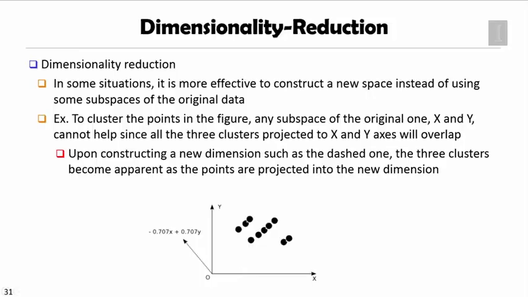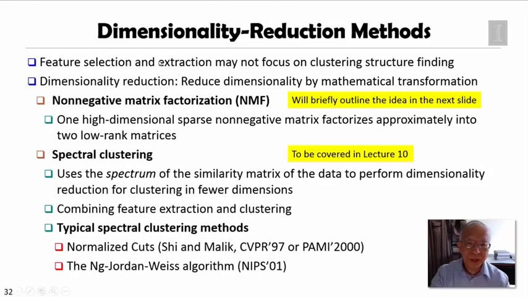That means sometimes we transform a little, but we can reduce the number of dimensions. In the meantime, we can find nice clusters. That simply says, in many cases, feature selection or feature extraction may not focus on finding clustering structures. However, we may use a dimensionality reduction method to reduce the dimensionality using some mathematical transformation.